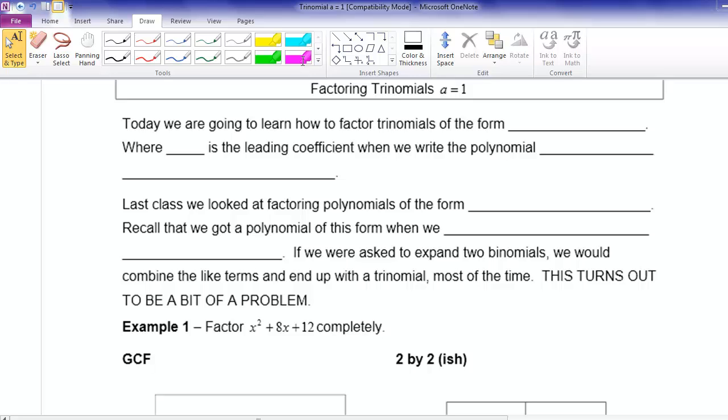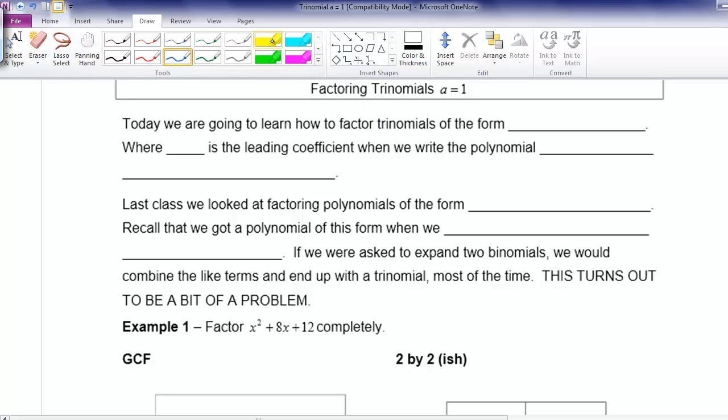Today we're going to build on the last two classes of factoring. Remember, factoring is unexpanding, it's unmultiplying, it's undoing the distributive property, it's undoing FOIL, it's undoing binomial expansion. Today we're going to learn about how to factor a trinomial.